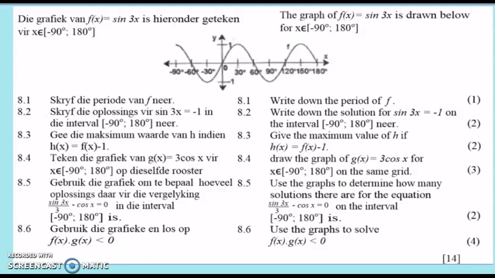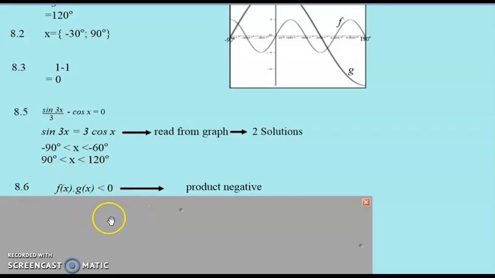Our last question in this set says, use the graph to solve the following, where the function of f multiplied with the function of g will be less than 0. So when we interpret this information, we realize that the product of the 2 graphs must be negative. Less than 0, meaning negative. So that means one graph has to be positive and one graph has to be negative, or one graph has to be negative and the other one has to be positive.